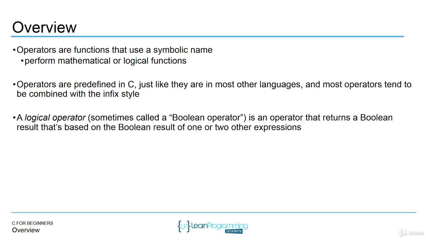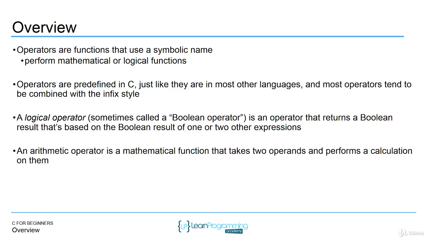So we're going to talk about logical operators. These are sometimes called Boolean operators because they return true or false values. And we know what a Boolean is, a Boolean variable at least. So it's an operator that returns a Boolean result, true or false, that's based on the Boolean result of one or two other expressions. And we've also been hearing this term expression a lot, so I wanted to formally define that as well. We'll do that in a second, and how it's a little bit different than a statement.